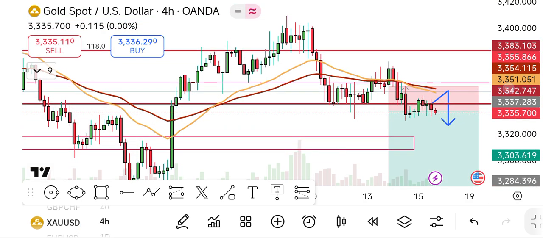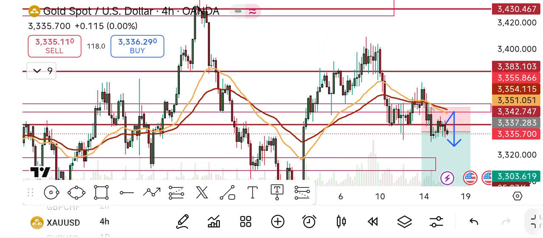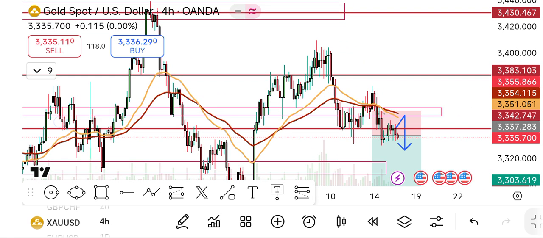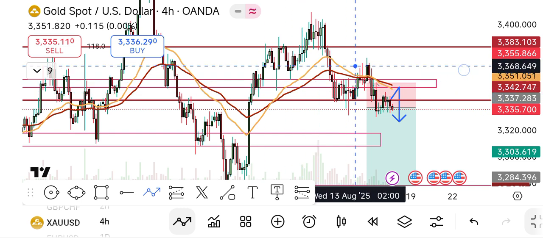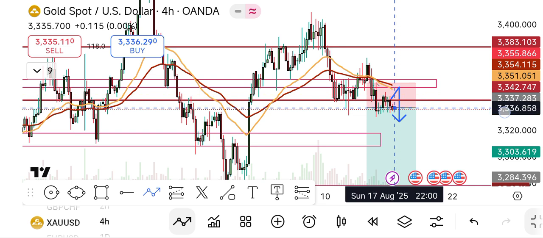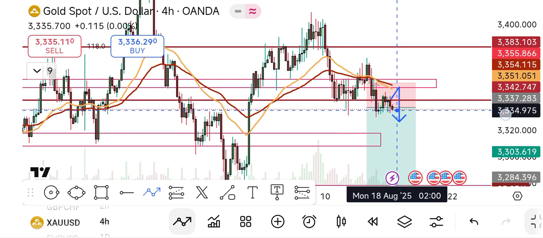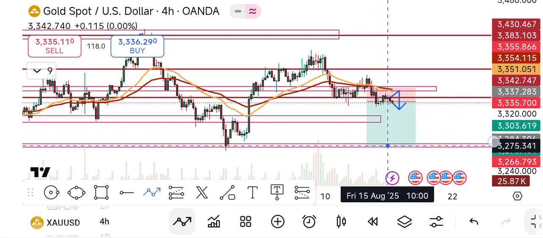So let's move to 4 hour. You can see 4 hour. It all speaks about this market coming to the downside, breaking and retesting this level, then creating a bearish engulfing candlestick. I entered this market on Friday, so I'm still holding. I'm expecting it to just reach this level for me to take my profit.